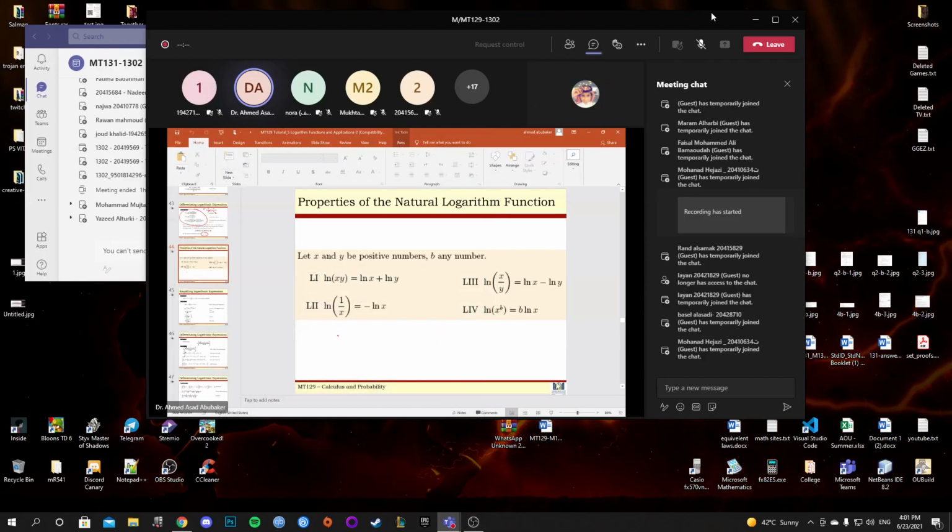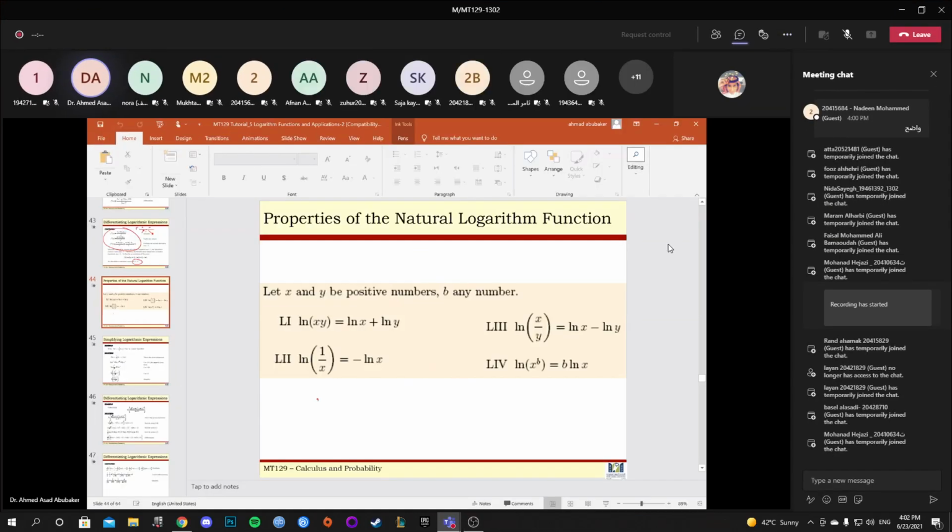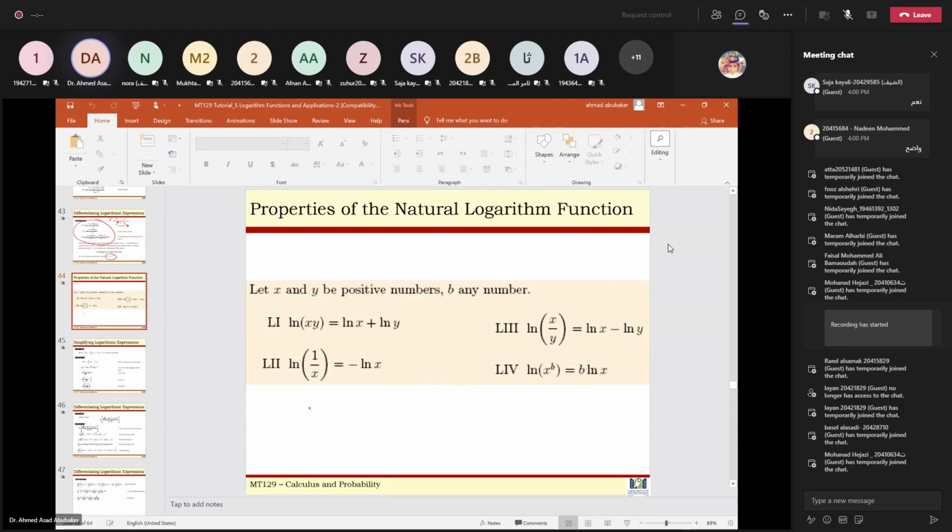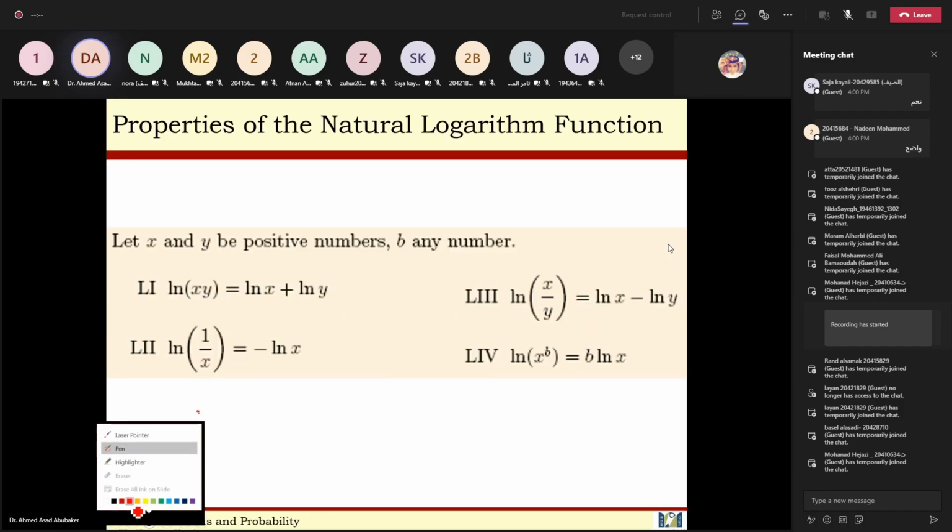Differential equations with first order, and the main application of the exponential function. These are two functions, the decay and growth functions. In these properties, we have four main properties.